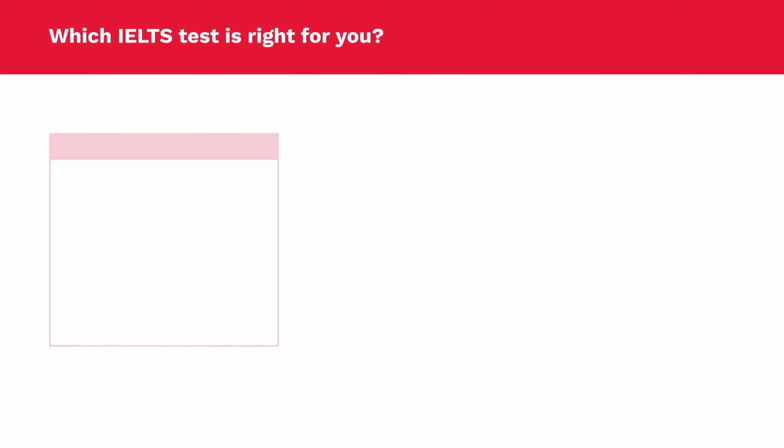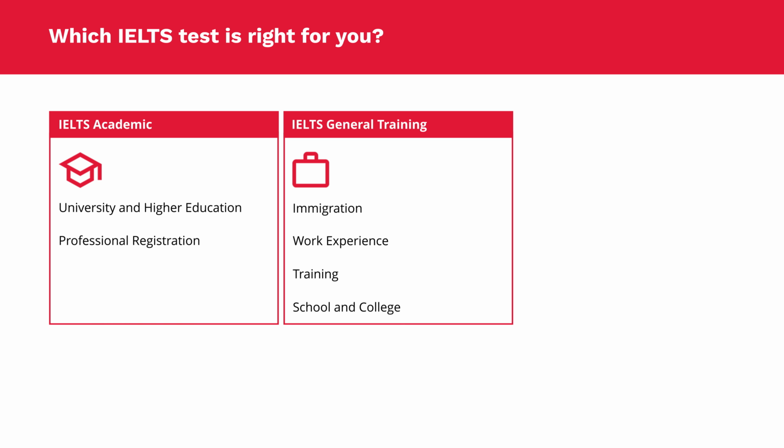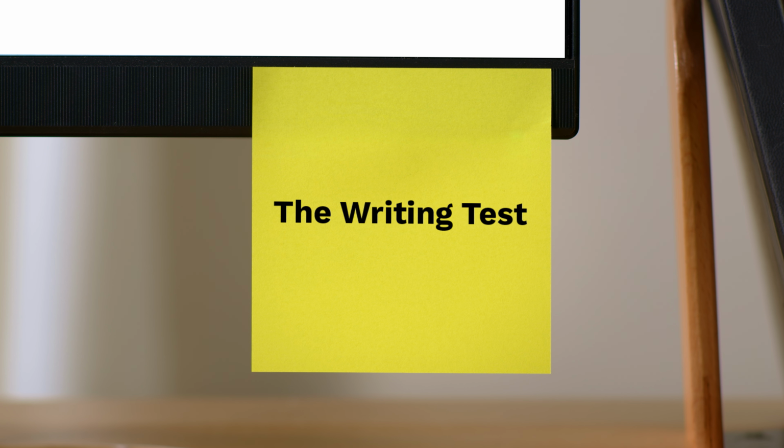There are 2 main types of IELTS tests: IELTS Academic and IELTS General Training. The writing tests are different, so before booking your IELTS test, it's important to find out which one is the right test for your needs. You can find out more about this on the IELTS website. Let's have a closer look at the writing test.